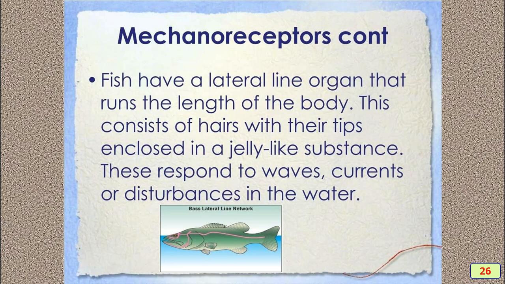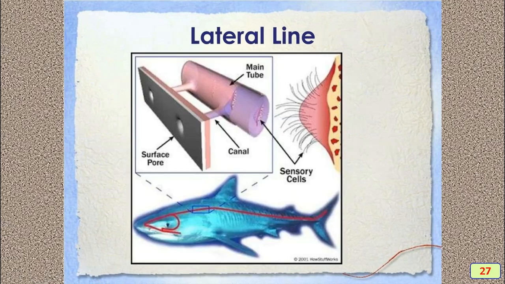So most fish have the lateral line organ. On the side of the body they have a lateral line network, and these are sensitive to waves, currents, and pressure, so they change direction. The lateral line is the main tube, and the sensory cells are present on the lateral line and on the surface of some of the fish.